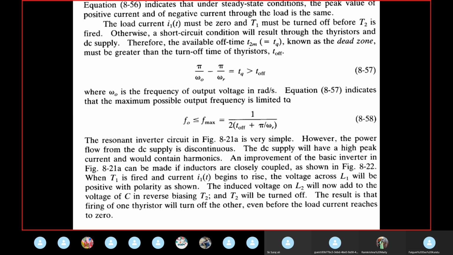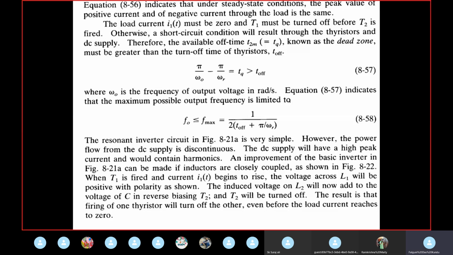Now the above equation, that means Vs plus Vc is equal to Vc1, indicates that under steady state condition, the peak value of the positive current and the negative load current through the load is the same, okay?